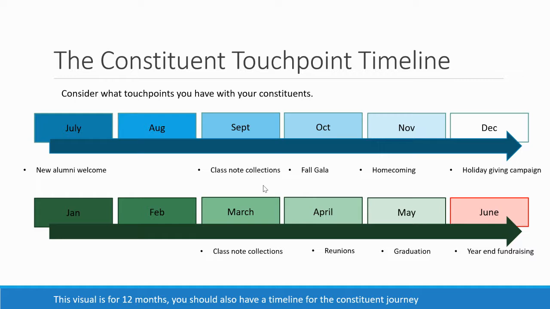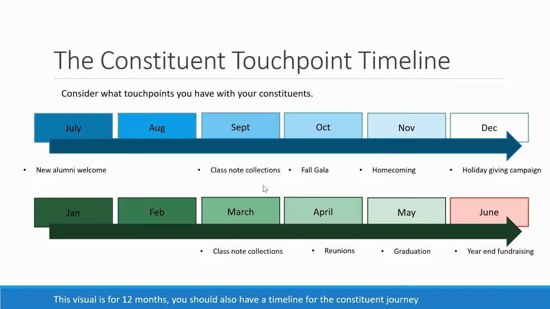To start, what you want to do is map out the touch points you have with your constituents to date. In this view, it is a 12-month view, very high level. I'm missing a lot of touch points, but I've just captured a few here for you to think through. I also encourage you to develop a timeline like this, except during a constituent journey instead, from graduate to long-term loyal donor or any other segment you can think of.